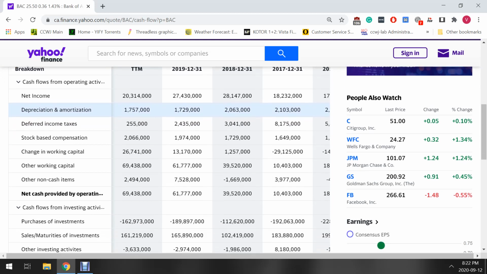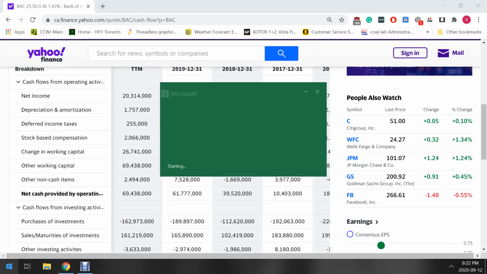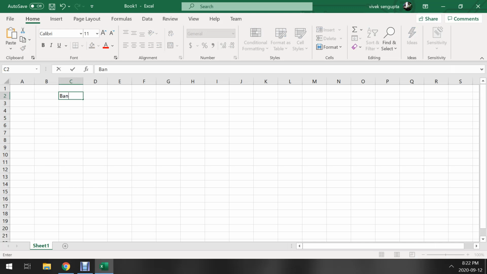Now I'm going to show you a very straightforward way to calculate the intrinsic value. What you need is to open Excel, and let me write Bank of America Corporation stock intrinsic value calculation, right? For banks it's very straightforward.